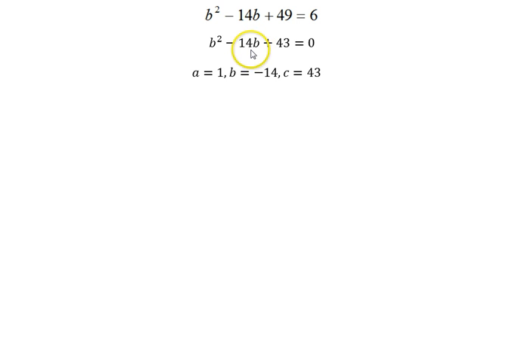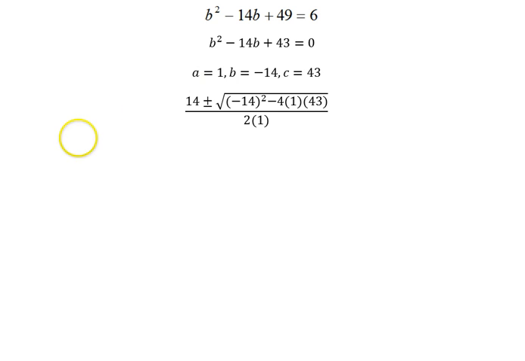We're going to use the quadratic formula now to solve for b in the original equation. So we're going to plug these into the quadratic formula, where our variable is going to equal negative b plus or minus the square root of b squared minus 4ac, all over 2 times a. That's what I have right here. So I have 14 plus or minus the square root of 14 squared minus 4 times 1 times 43, divided by 2 times 1.